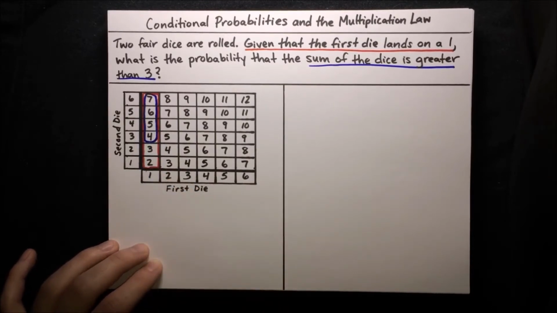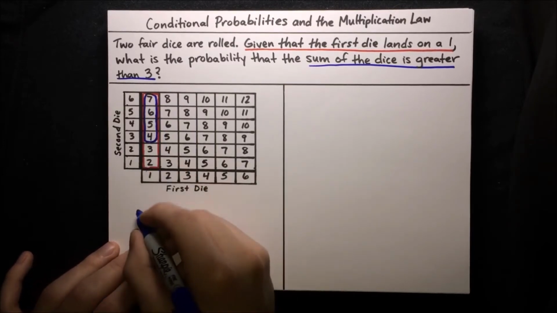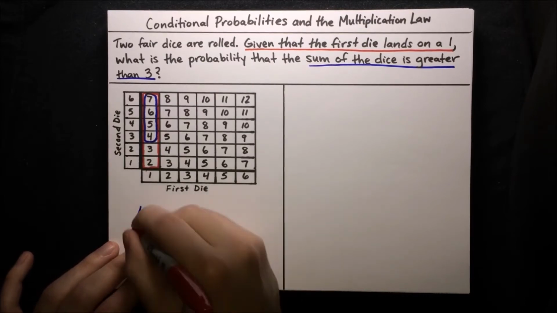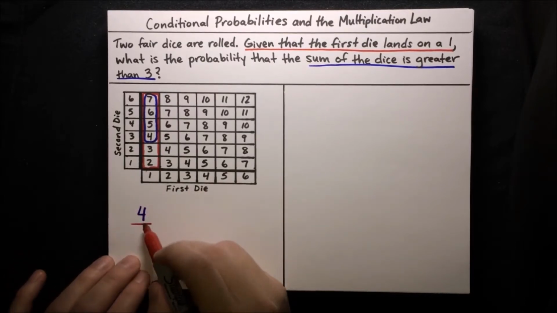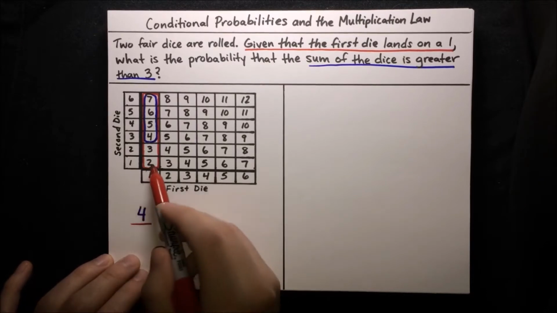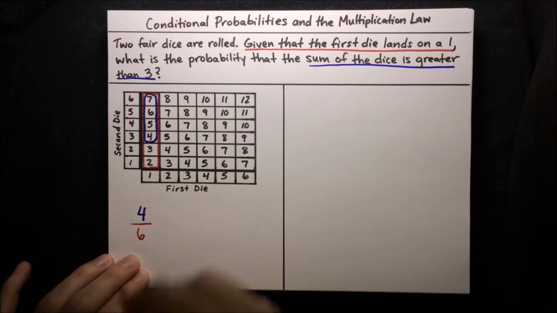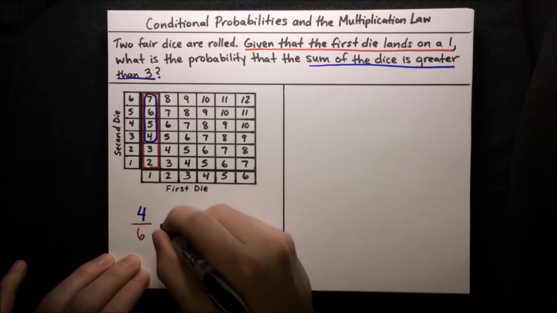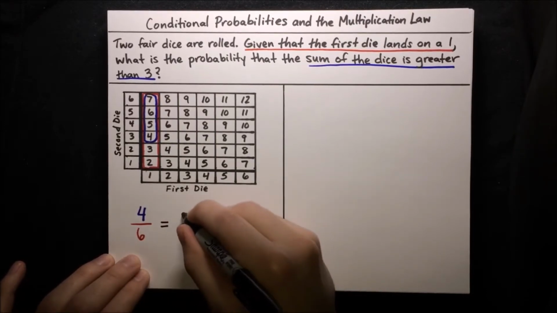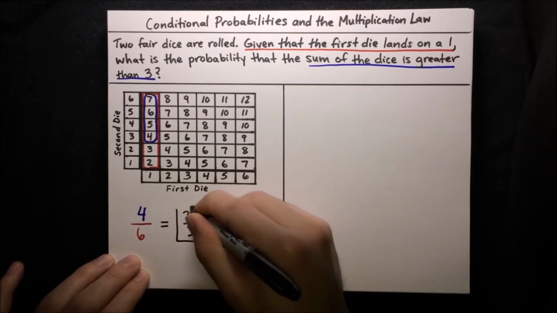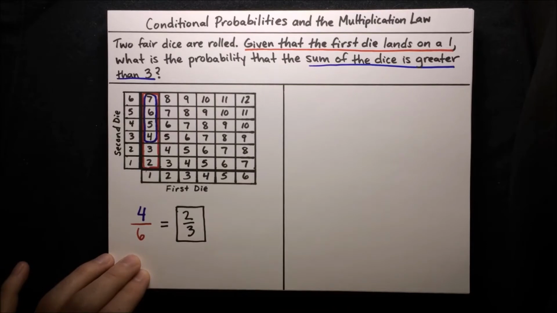So the probability is the number of outcomes in favor, that's 1, 2, 3, 4 outcomes, over the total number of outcomes we're considering. And the total number of outcomes we're considering was just that first column of outcomes, 1, 2, 3, 4, 5, 6. So 4 out of 6 is our probability. We can simplify that to just 2/3. So there we go, there's our probability. It's 2/3. All right, so that wasn't too bad.